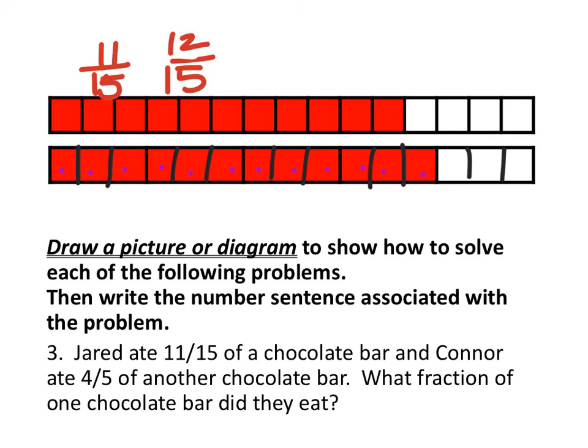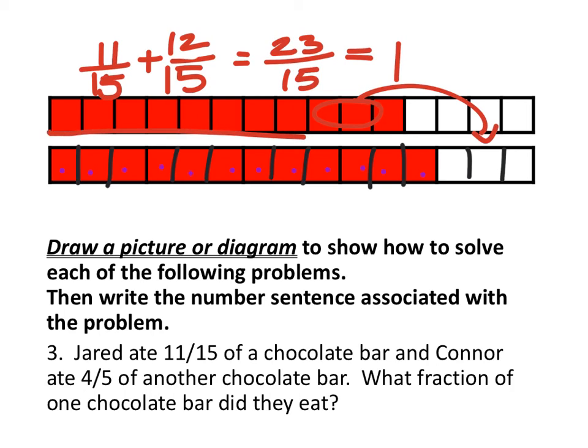Now, we want to know what fraction of one chocolate bar they ate, so we're going to combine those two. And when we do, we could just count these out, right? You got 12 and 11, which would be 23 pieces out of 15. Now, just in case you were wondering, that's one full bar, right? Because we could take these 3 pieces and then move it here. And then how many pieces would we have left over? It'd be these 8 pieces out of 15 parts. So either one would work. I do prefer the improper fraction on this, okay?